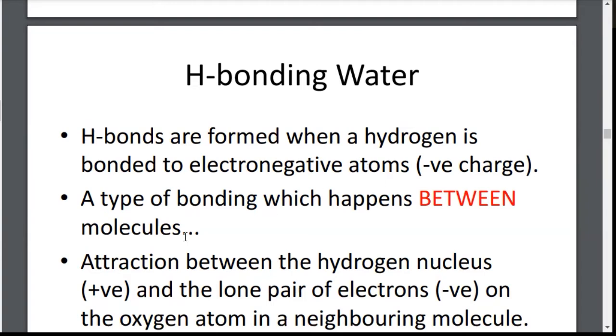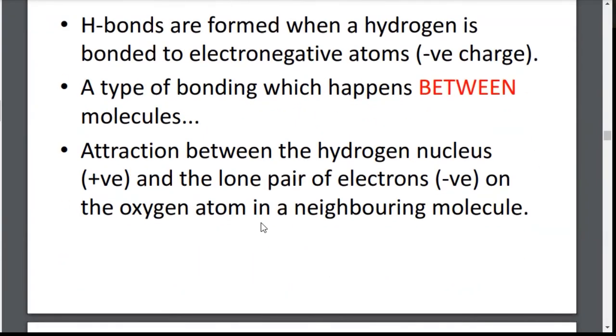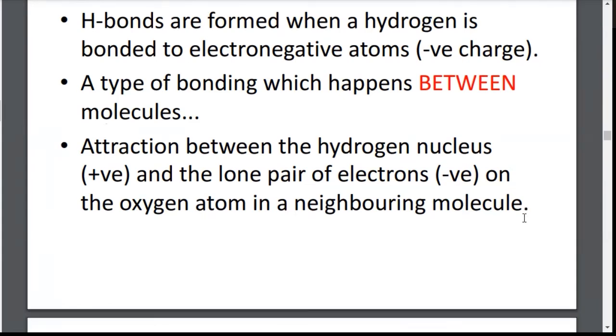What happens is you have the attraction between the hydrogen nucleus, which is just a proton, so it's positive, and the lone pair of electrons, which are negative, on the oxygen atom or the nitrogen atom, if it's water or ammonia, in a neighboring molecule. So the molecules which are next to it, not the atoms inside which make it up, but the molecules which are next to it.